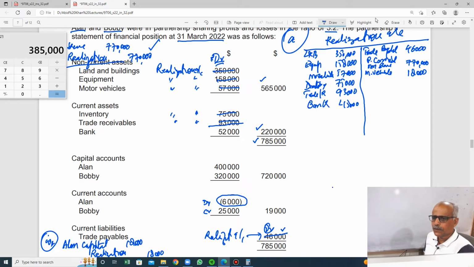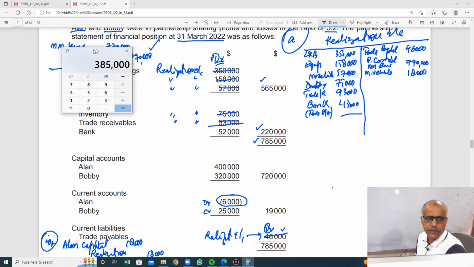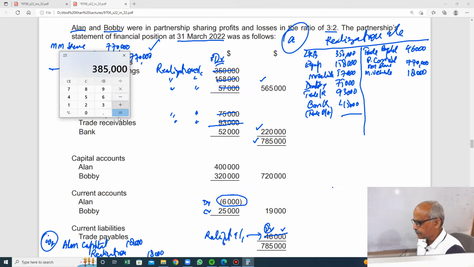45,000 bank, trade payable, you have paid 45,000. Now I can see how much we have on credit side and how much we have on debit side. $46,000 plus 770,000 and 18,000. This will be 834,000.